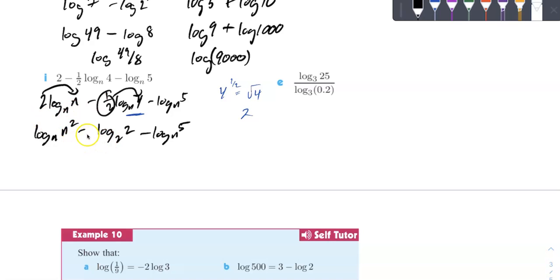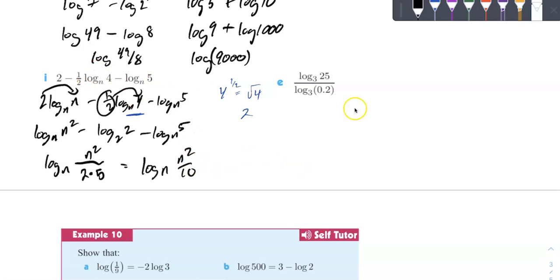Now, when you combine it all as a single log, this is the general way you want to do it. So you want log n and then put a line. Anything that's positive goes on top, anything that's negative goes on the bottom. So the only positive thing I have here is n squared. And I have 2 and 5 both on the bottom. It's 2 and 5. I was doing the math in my head too fast. So we get log n squared over 10.